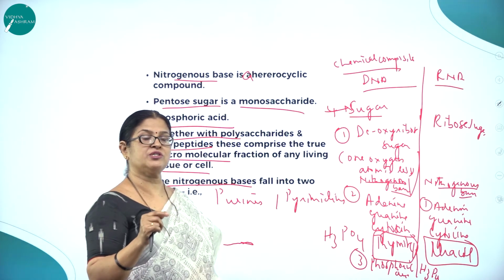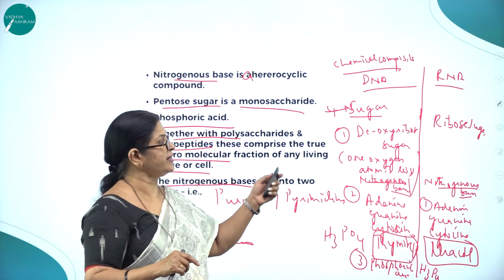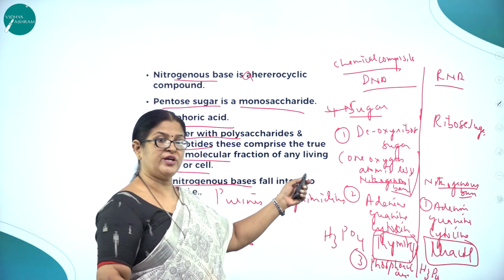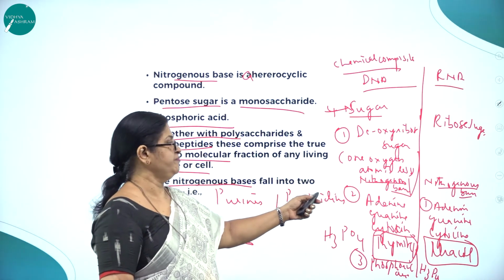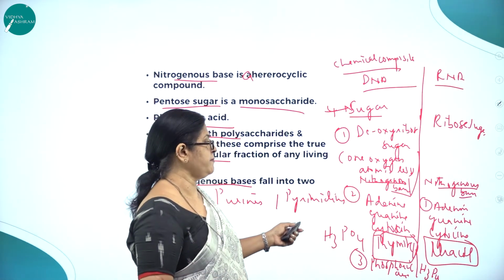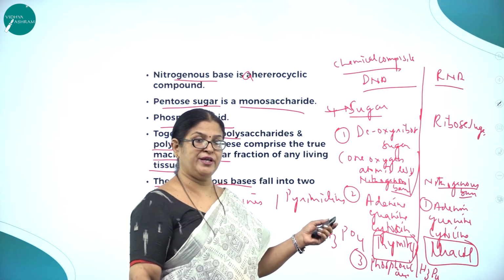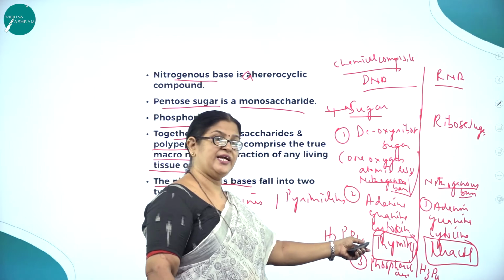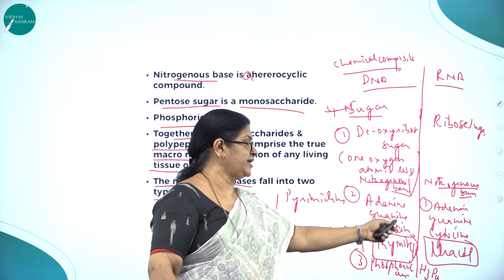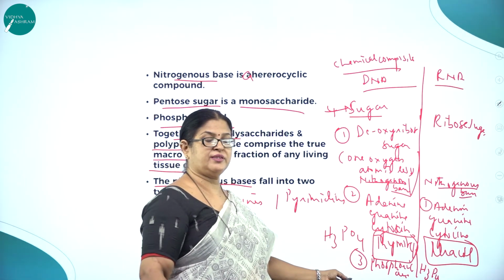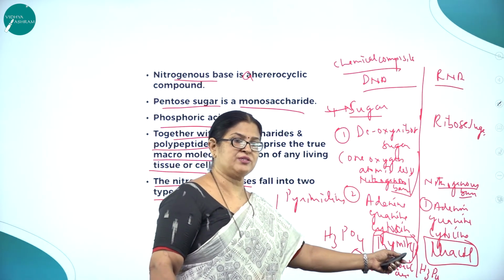So with reference to sugar, what is the type of sugar found in DNA? Deoxyribose sugar. What is the type of sugar found in RNA? Ribose sugar. The very difference is that one oxygen atom is less in DNA, whereas one oxygen atom is more in RNA. Then what are the 4 nitrogenous bases found in DNA? What are nitrogenous bases? They are nothing but amino acids. As we all know, there are 20 different amino acids. So adenine, guanine, cytosine and thymine. What are the 4 nitrogenous bases found in RNA? Adenine, guanine, cytosine and uracil. What is the third chemical composition? It is the presence of phosphoric acid in DNA as well as in RNA.